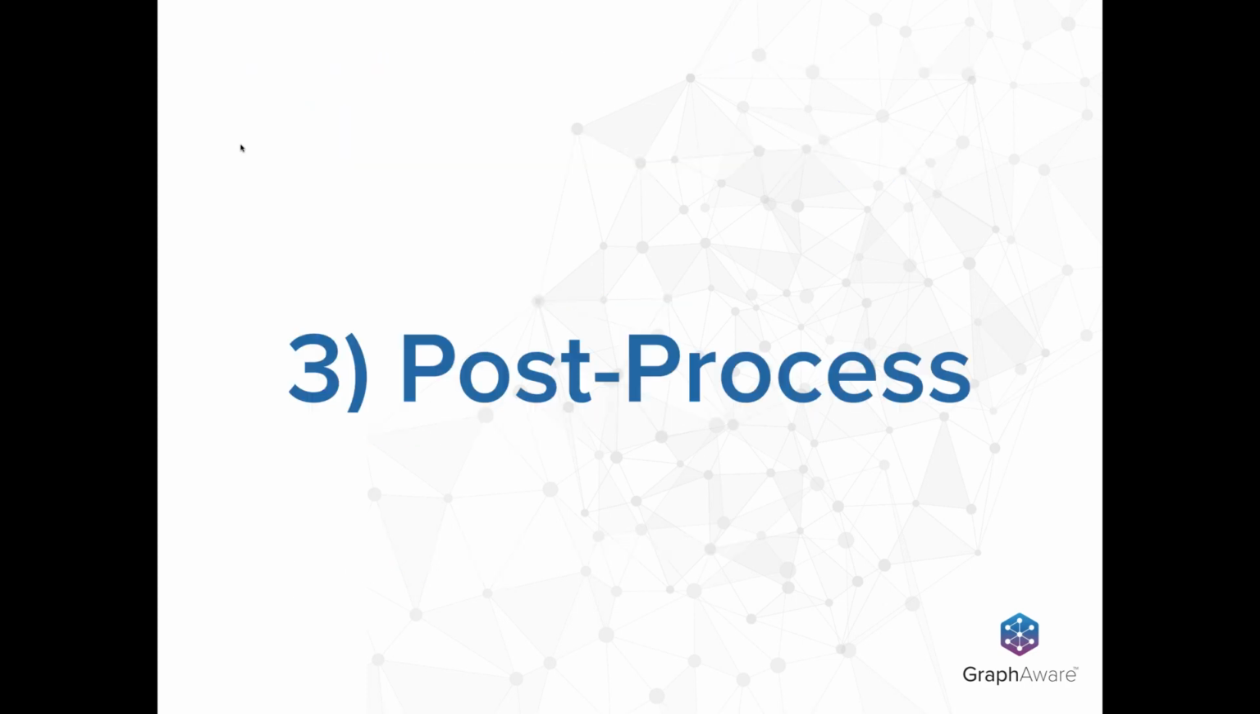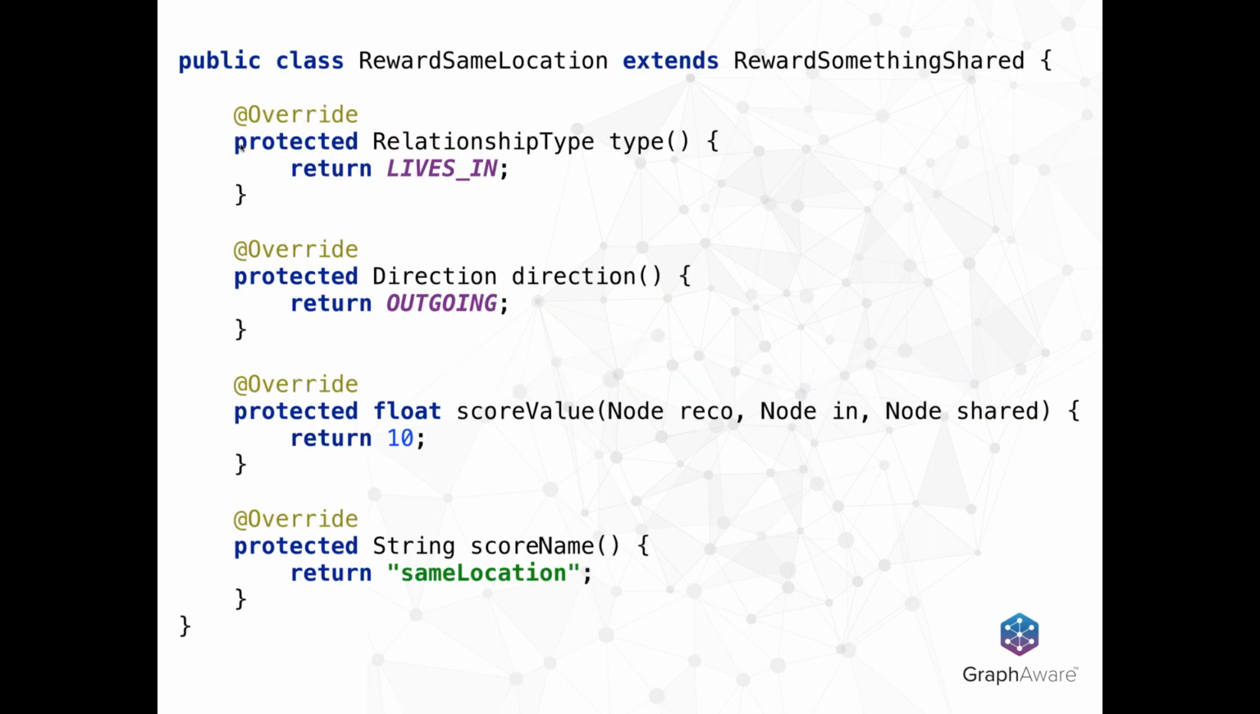Third, post-processing. Once we have found all these different people that we could recommend, we could, for example, reward the fact that they live in the same location. Again, this would just be done very simply by extending a class called reward something shared. And again, you only provide the information that only you know. So we're talking about outgoing lives in relationships. If these relationships from the person you're recommending to and the person you're trying to recommend point to the same location, we give an extra 10 points to the whole score of the recommendation.